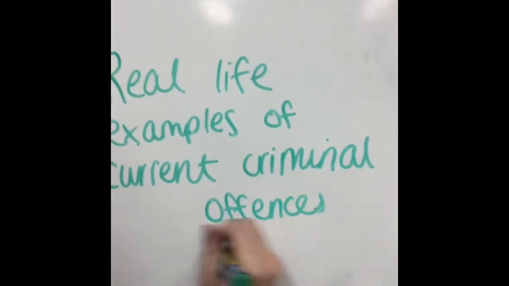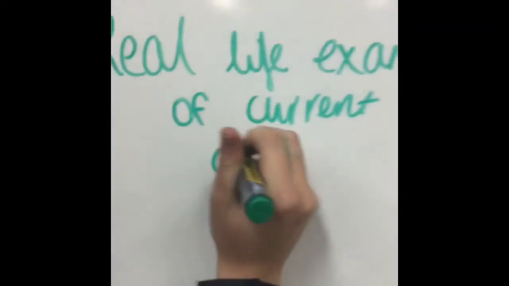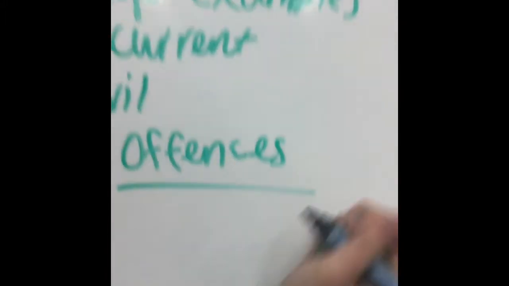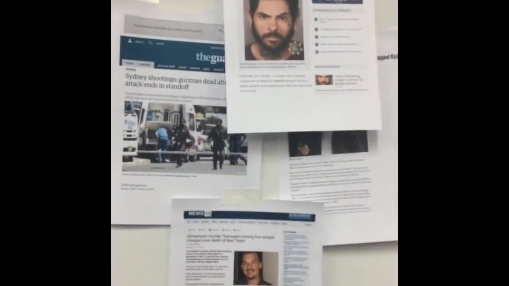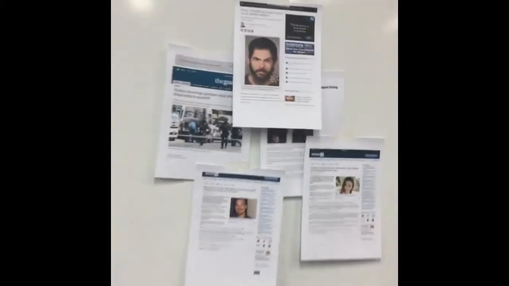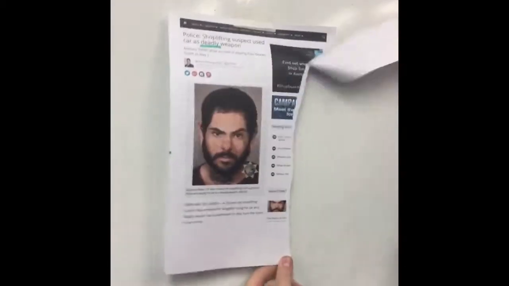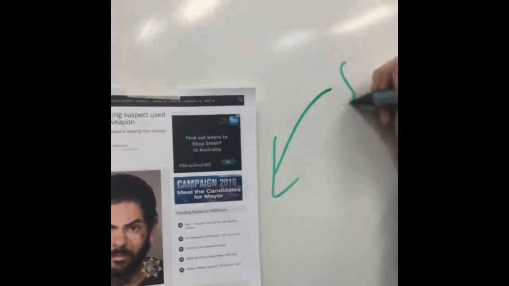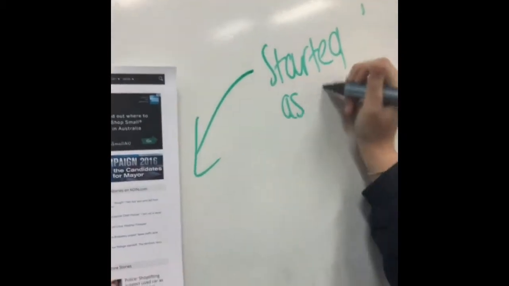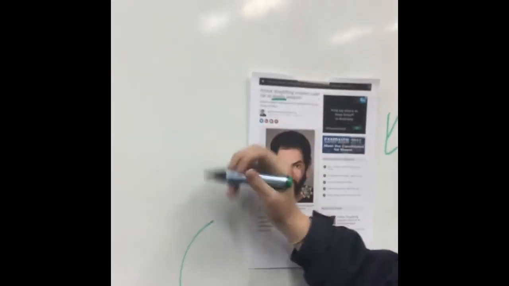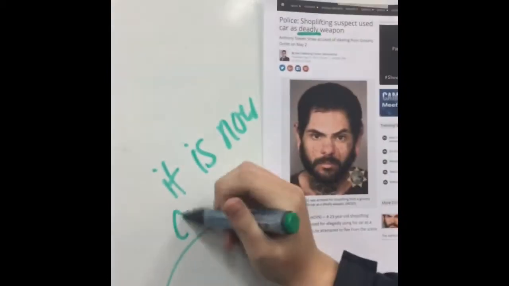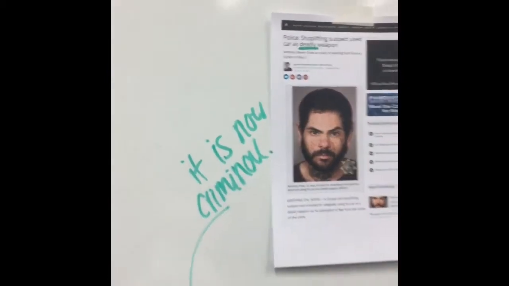Here are some real-life examples of current criminal offences and current civil offences. In this example, this man was caught shoplifting at a local Walmart. This situation started off as a civil case, but because of circumstances where the man used a car as a deadly weapon, it would now be an indictable offence and considered criminal.